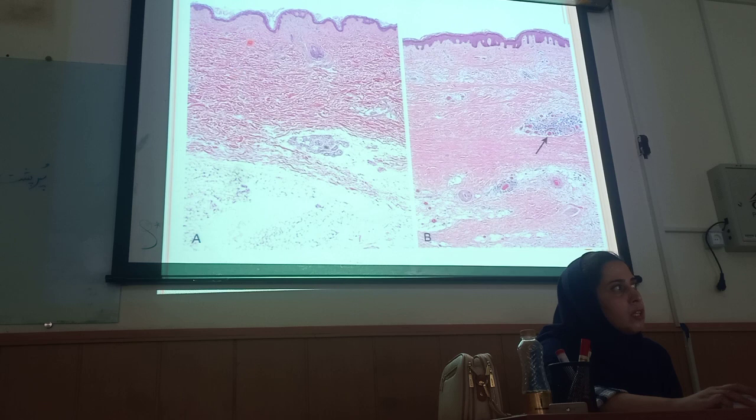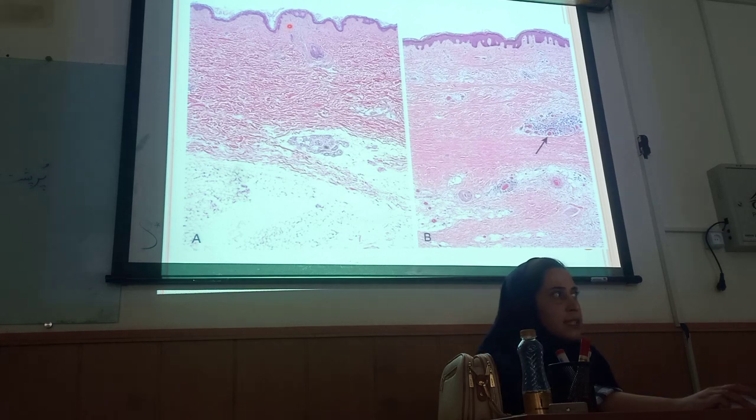Okay? This is the normal skin. What are the differences between these two? Here you see epidermis, dermis, and hypodermis. In this picture, you see that dermis is thick, right? And you see that the collagen bundles are thick. Here you see collagen bundles which are thinner, and here you see thick collagen bundles.